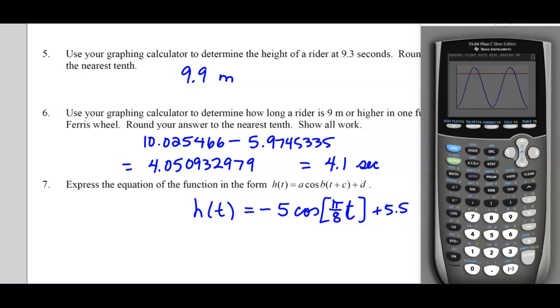Part B is again about Ferris wheels, so I'm going to leave that for you to do. You can check on Schoology.